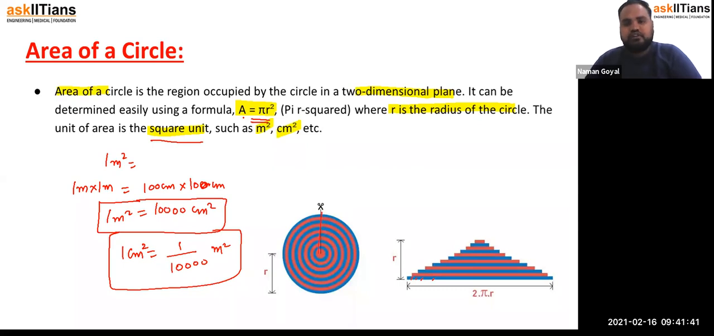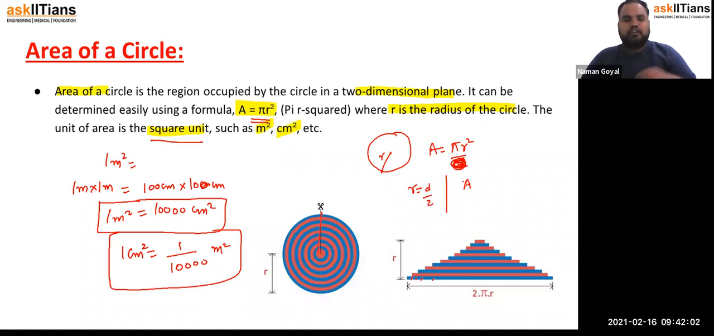So the area of a circle whose radius is r is pi r square. And if we have the diameter, then r can be written as d by 2. If the question asks for the formula for the area of a circle in terms of diameter, we put r as d by 2 in this formula. So we get pi times d by 2 whole square, which gives pi d square by 4. So we learned about the area of a circle, which is pi r square.